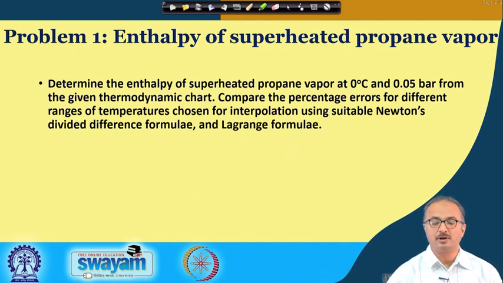Okay. So, in this problem, we have to determine the enthalpy of superheated propane vapor at 0 degree centigrade and 0.05 bar from the given thermodynamic chart. And we have to also compare the percentage errors for different types of methods, whatever we have learned so far.